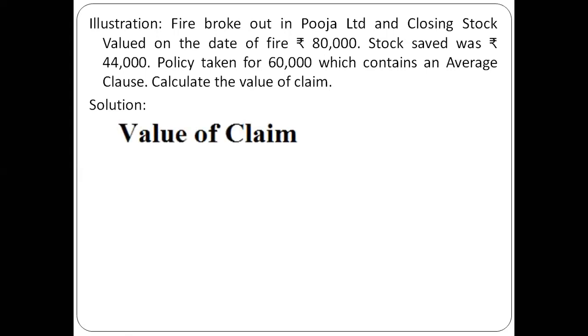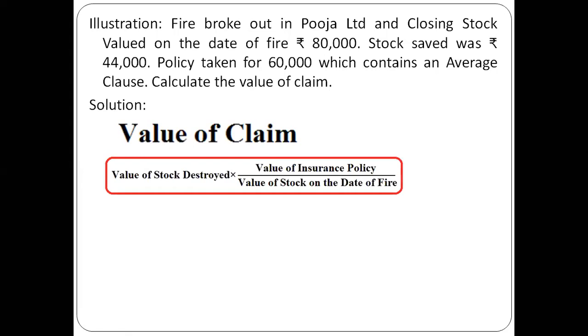How to calculate the value of claim? Same formula we had. Value of claim is equal to value of stock destroyed into value of insurance policy over value of stock on the date of fire. So in the formula, we require 3 variables to calculate the value of claim. Of these, the value of insurance policy is already given in the question, that is 60,000. Value of stock on the date of fire is also given, 80,000. So we just require what? Value of stock destroyed.